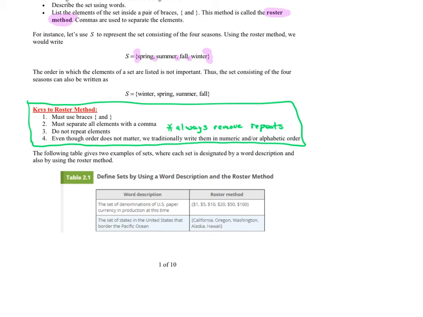Of course, this isn't the only way I could have seen you write the set. You might have written the word dollars on there, or you might have just written the numbers 1, 5, 10, 20, 50, 100. There's not always one answer for the roster method. You might write each one of those elements individually, but certainly you need each one of those elements and no other elements in there. Another one says the set of states in the United States that border the Pacific Ocean.